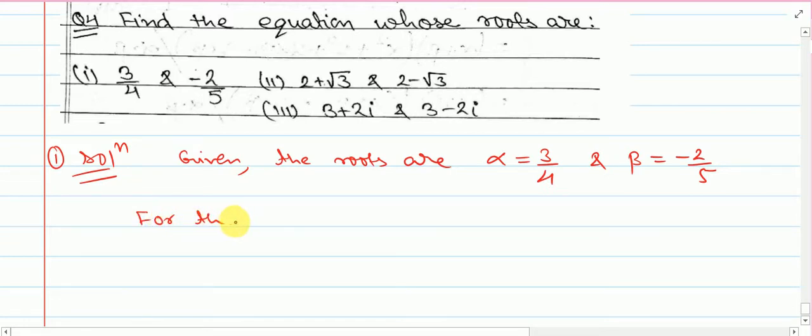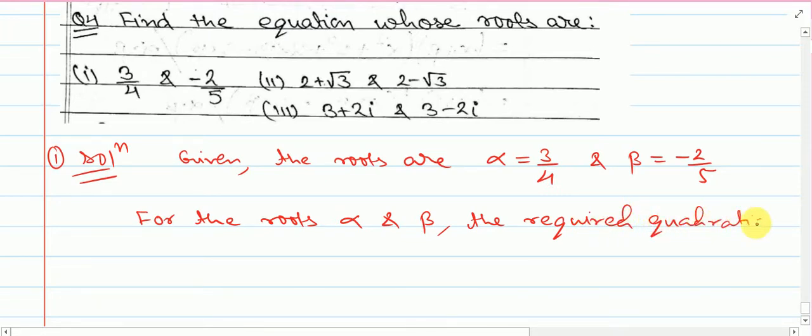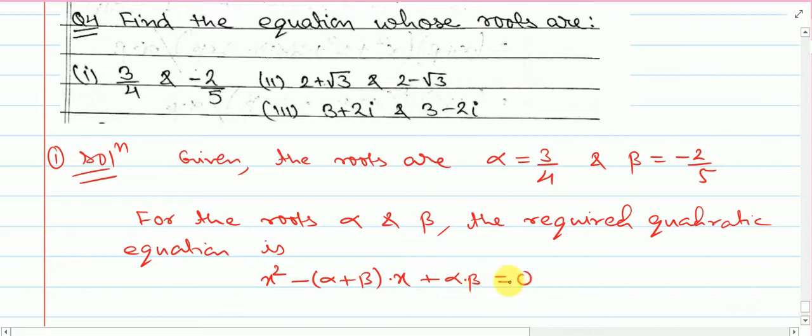For the roots alpha and beta, the required quadratic equation is x square minus sum of the roots. So here sum of the roots means alpha plus beta into x plus product of the roots, that means alpha into beta equal to 0.